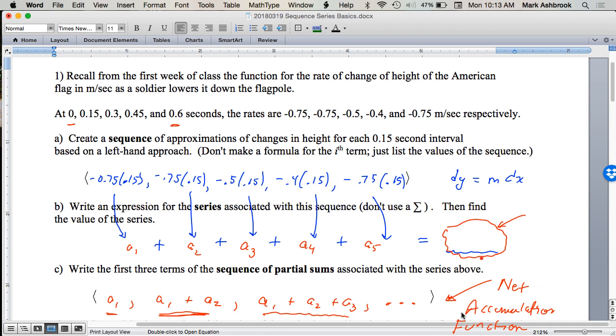Well, so the key here I'm looking for is function, right? So if you wrote total accumulation function, then that's pretty good. But if you just wrote total accumulation, that sounds like a single value. That sounds more like part B, because B is the total accumulation for this whole interval we're looking at. The idea of function is you go as far as you want into the interval, and it gives you how much change you've had so far.